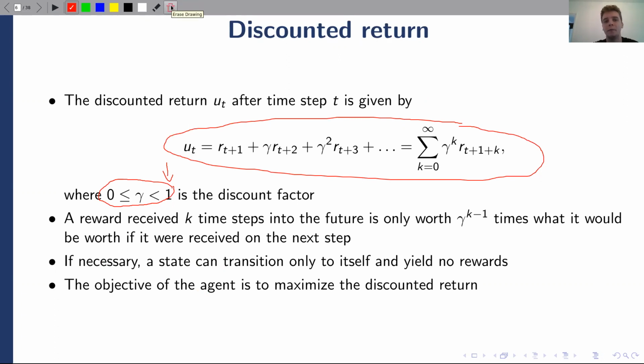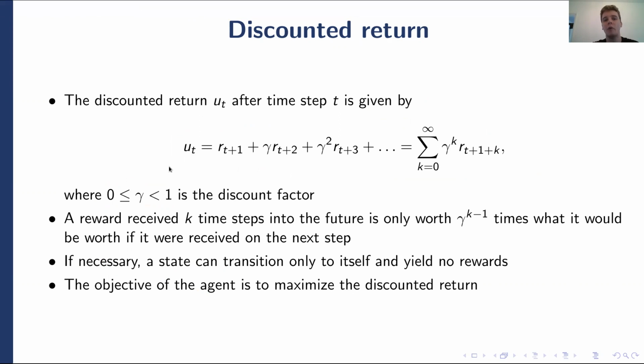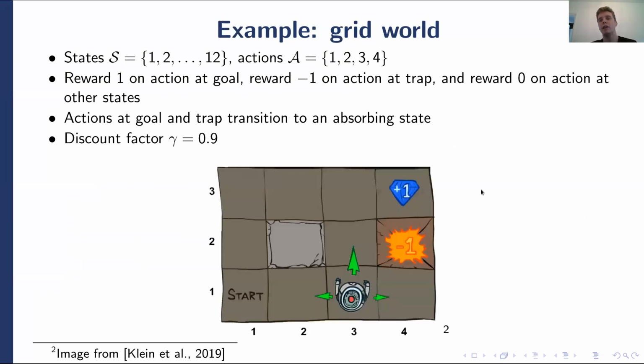Okay, so the objective of an agent, as I've already mentioned, in reinforcement learning is to maximize the discounted return. So we will no longer talk about the sum of rewards, we will always talk about the sum of discounted rewards. Let me finally give you an example to make everything that I've said so far more concrete.